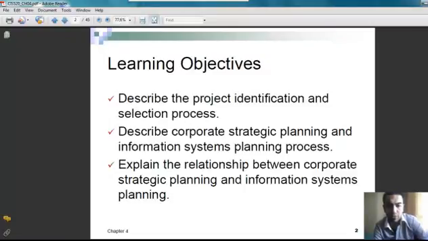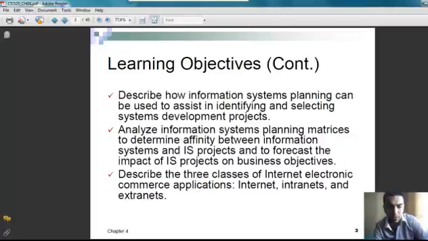Learning objectives. Describe the project identification and selection process. Describe corporate strategic planning and information systems planning process. Explain the relationship between corporate strategic planning and information systems planning. Describe how information systems planning can be used to assist in identifying and selecting system development projects. Analyze information systems planning matrices to determine affinity between information systems and IS projects and to forecast the impact of IS projects on business objectives.